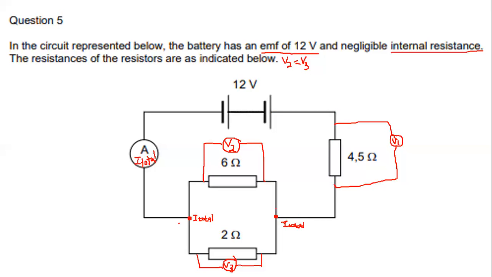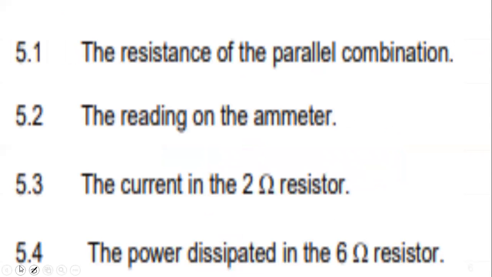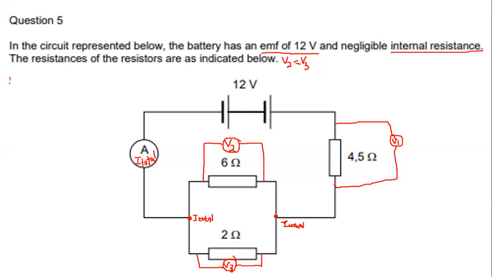Now, with that analysis of the circuit, my dear learners, I can tell you that we will be able to answer any question that we are going to be asked now. We are required to calculate the resistance of the parallel combination. So to calculate the resistance of the parallel combination, we'll say 1 over Rp, you know that it's 1 over R parallel, is going to be equal to 1 over R1 plus 1 over R2.